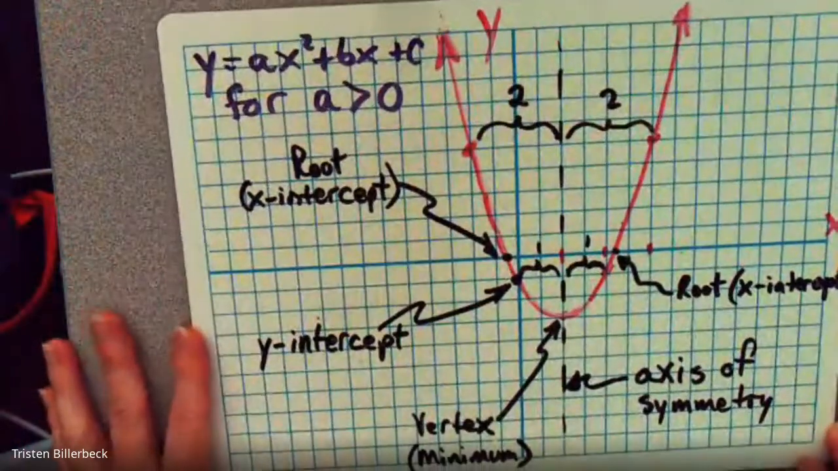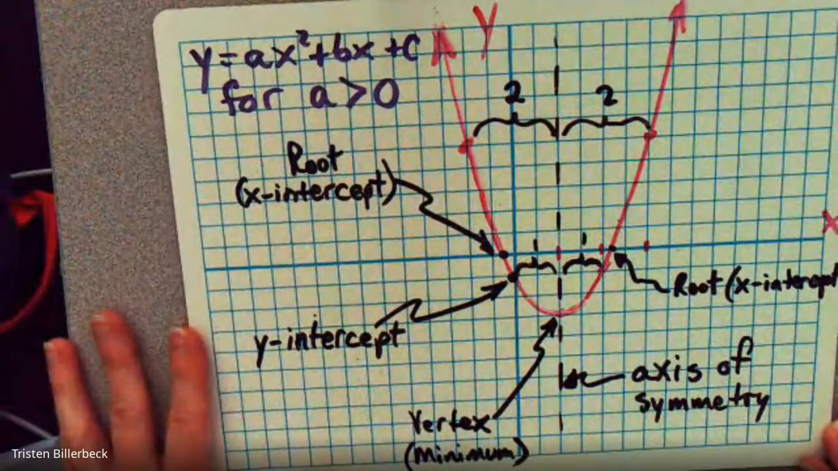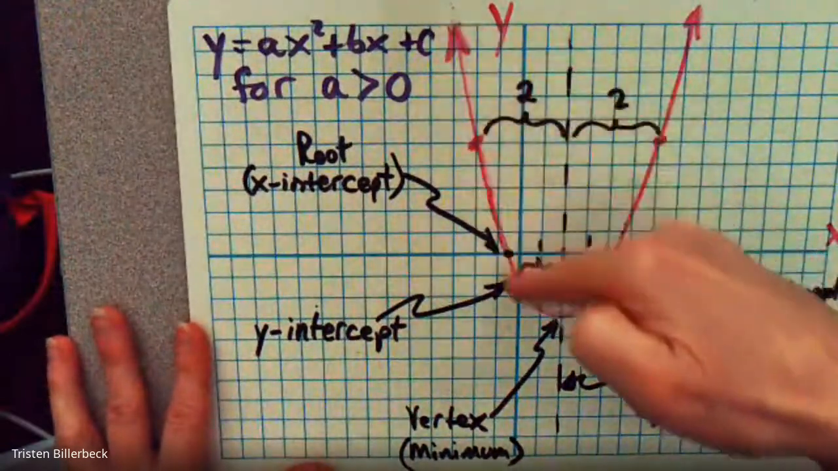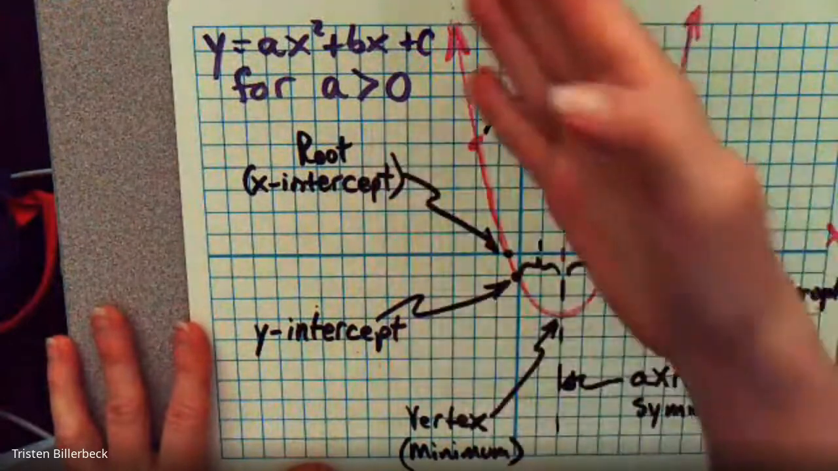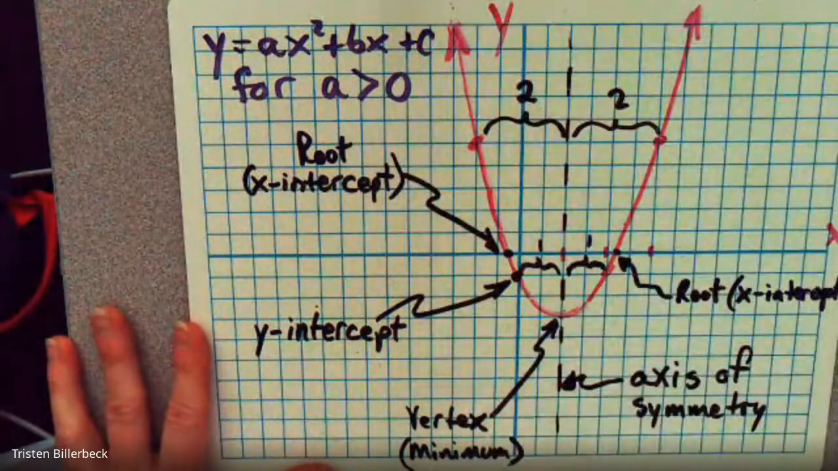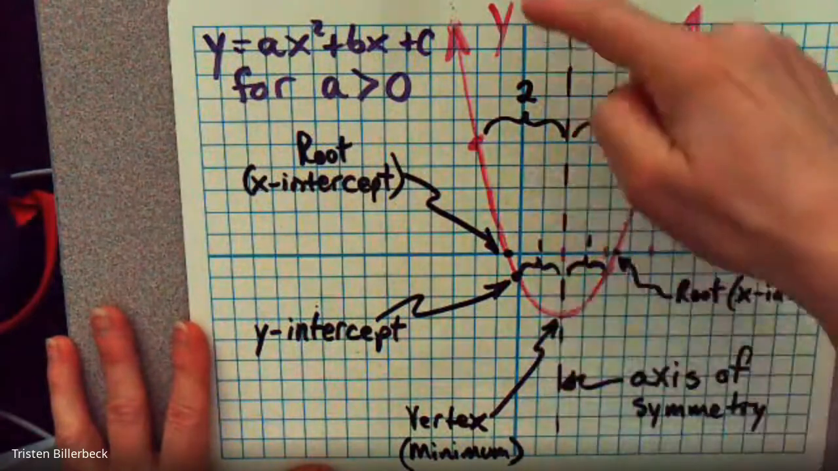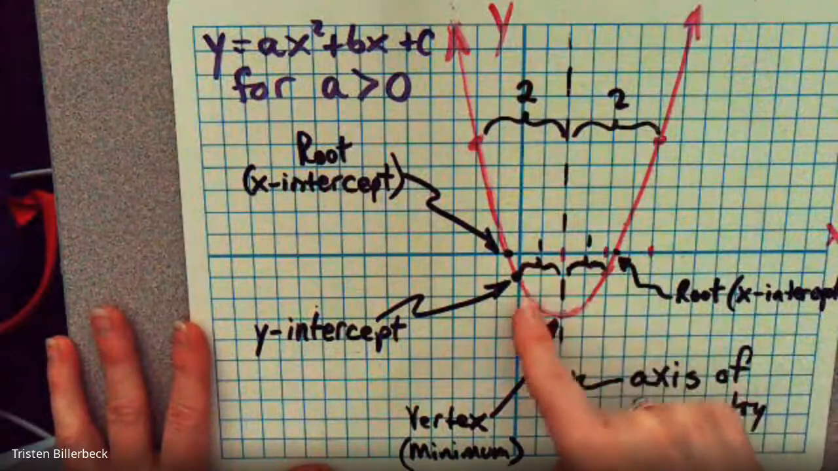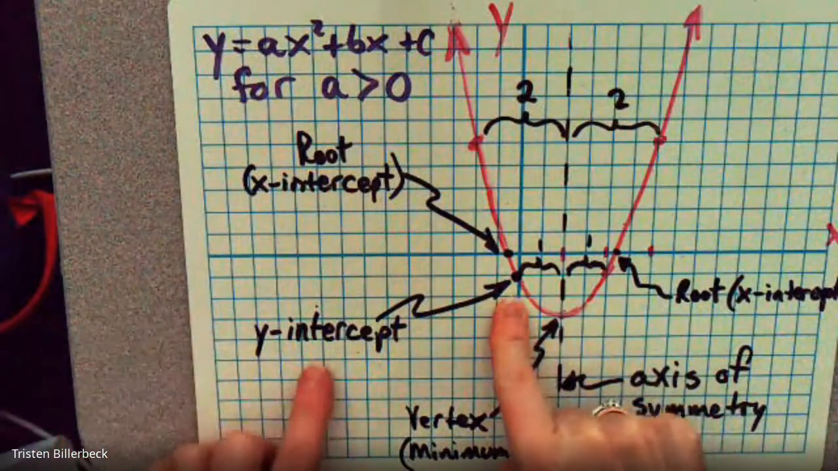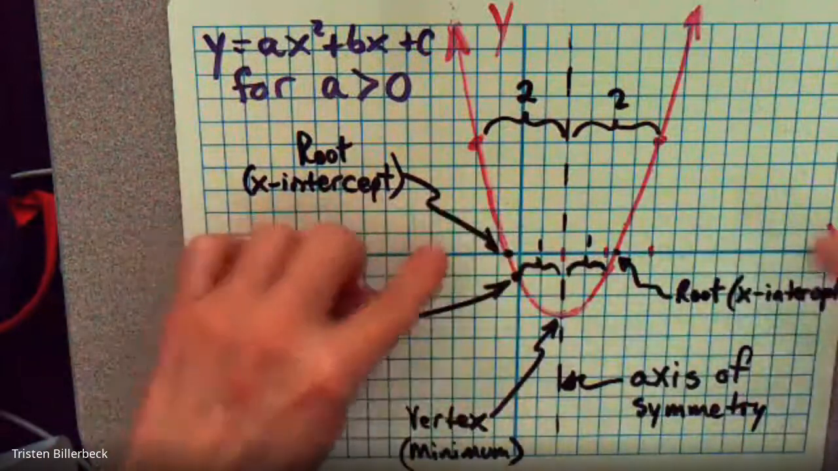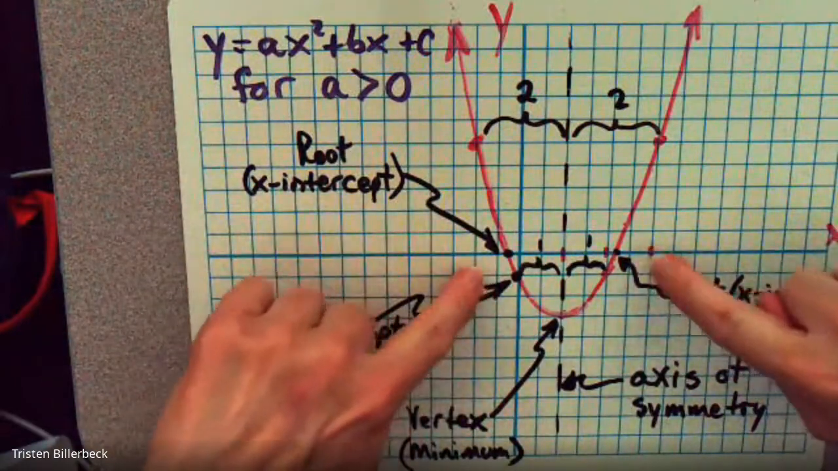This is the basic anatomy of a parabola. If I have a parabola where a is greater than 0, so it's opening up, I have a point here, which is our vertex, the minimum, the lowest point. Then I have my y-axis right here, and that's where it hits it. That's my y-intercept. And then I have my x-axis, and those are the two roots.